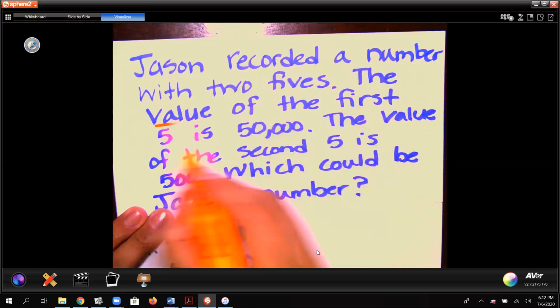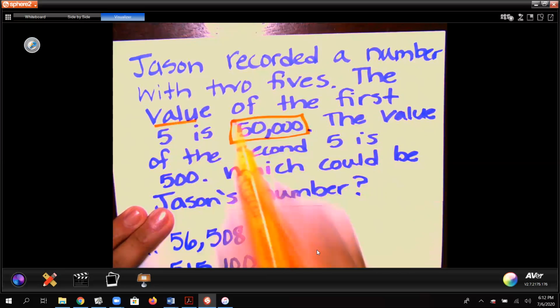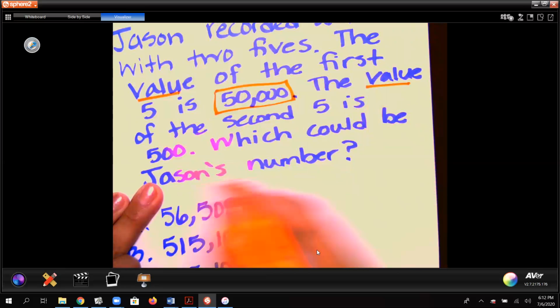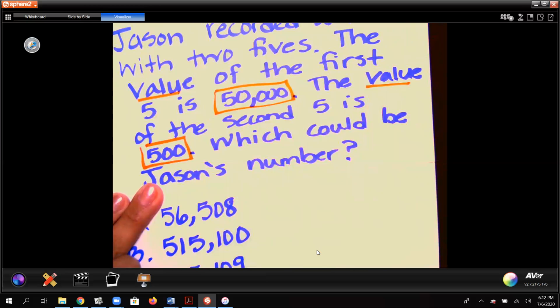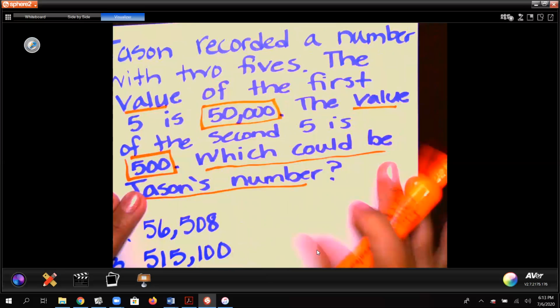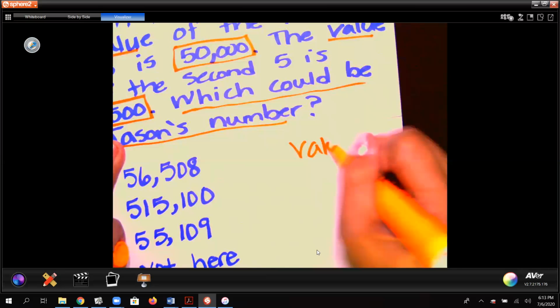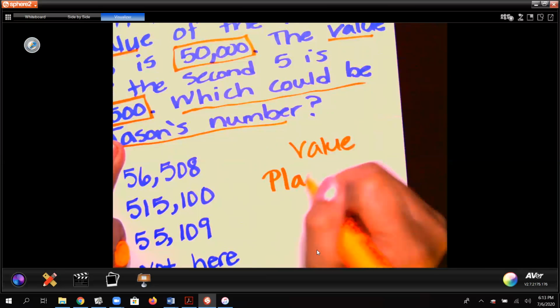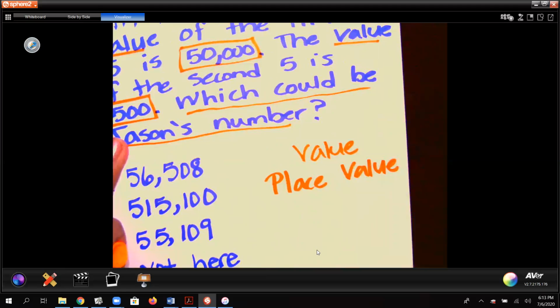The value of the first 5 is 50,000. The value of the second 5 is 500, which could be Jason's number. Now, I think it's important to stop and talk about the difference between value and place value, because a lot of us get confused with those 2 words.